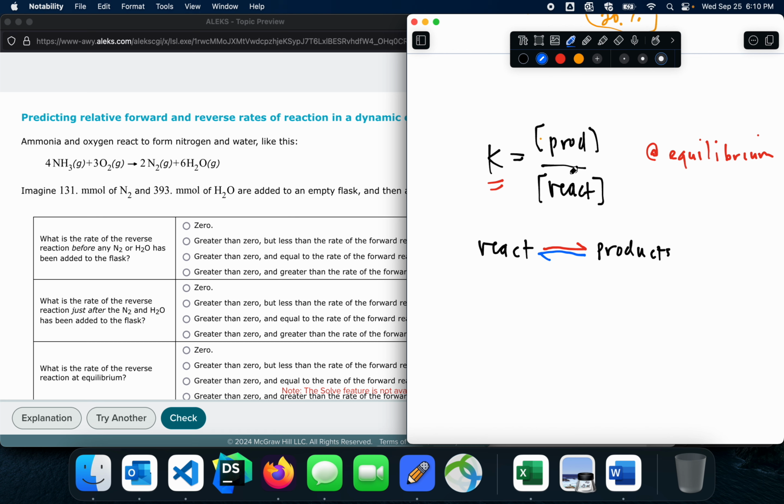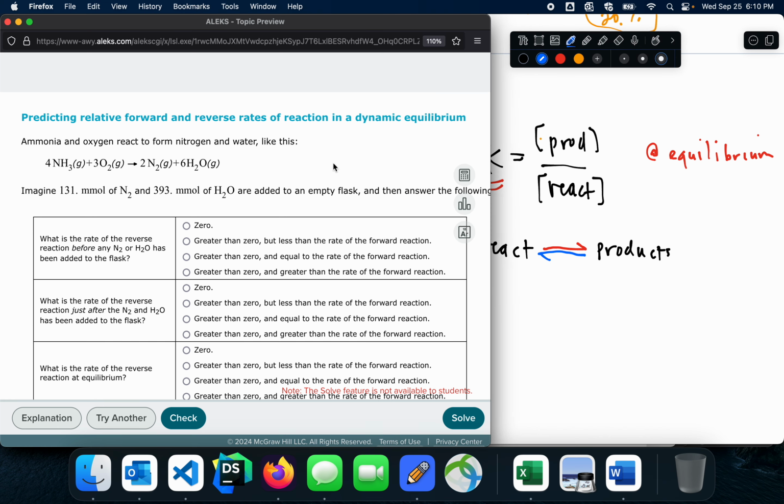That the ratio of the products and reactants is constant means that the rate of the forward reaction and the backward reaction is the same. That's what equilibrium means. Okay, so let's go back over here now, and let's read the question.